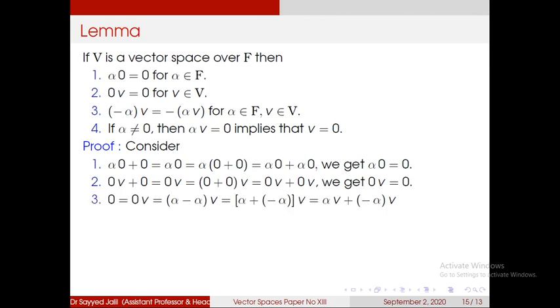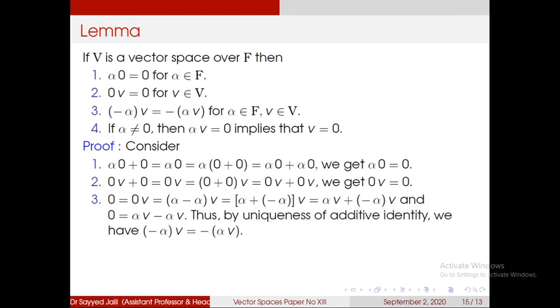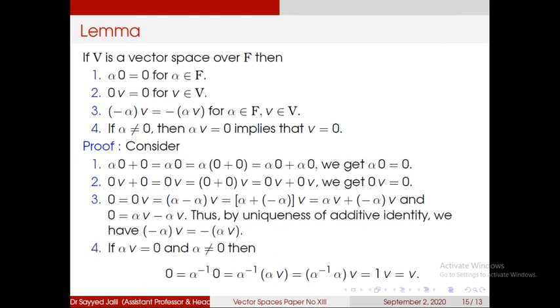And the third property says that minus alpha v equals minus of alpha v. We have to prove the third property. For that we have considered 0 times v equal to 0 from the second property. And we can write 0 as alpha minus alpha, and by the vector space property we got this, and hence the third property, and hence the fourth property.